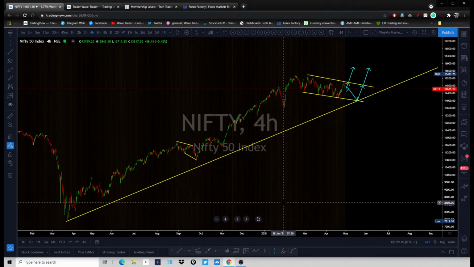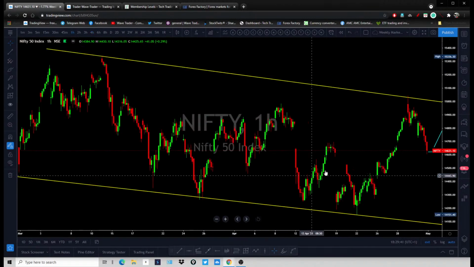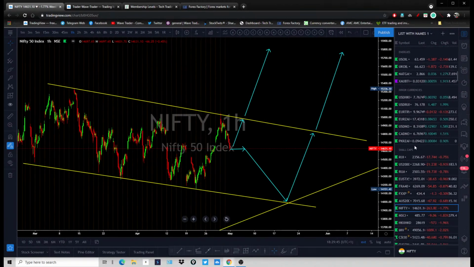Nifty is in a flag, bigger correction. All right, go to the 1 hour time frame. That's the analysis. Correct, drop, hold, go higher.